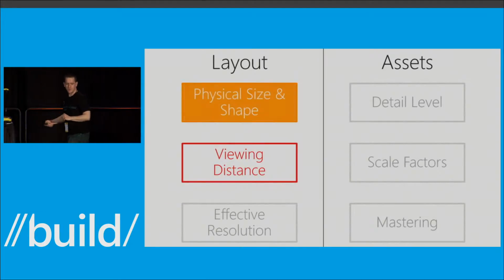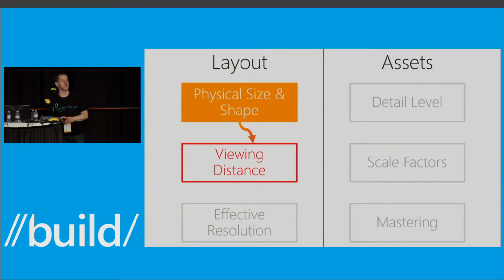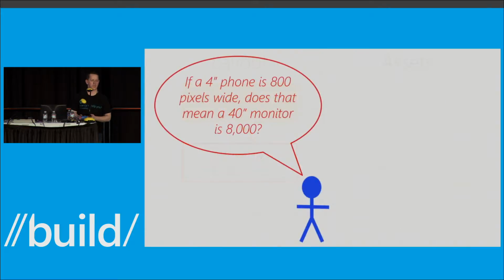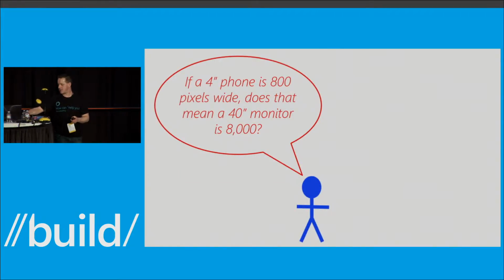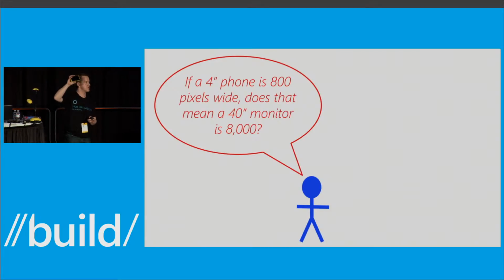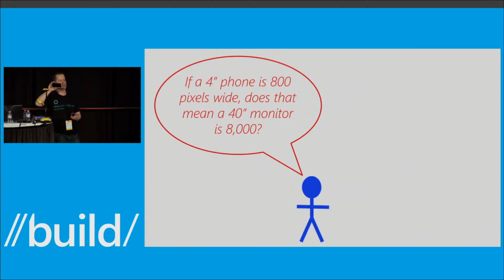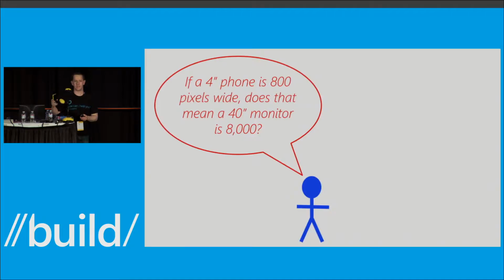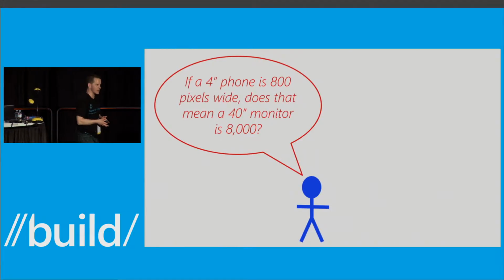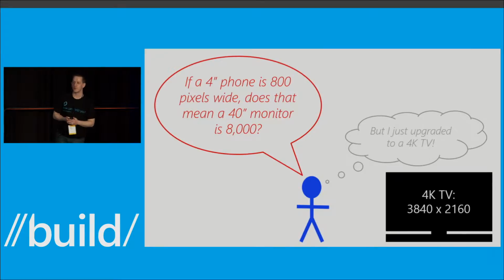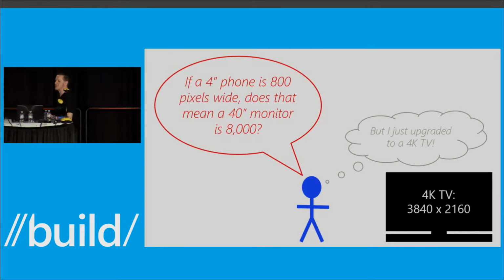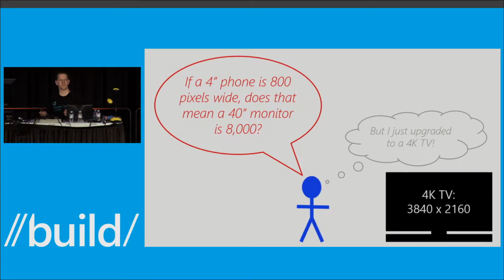So we've talked about physical size and shape, and now let's talk a little bit about viewing distance. And this is a bit of a joke here. There's a person here thinking that if this 4-inch phone is an 800-pixel wide device, does that mean that Windows thinks a 40-inch screen is going to be 8,000 pixels wide? And they're kind of worried because they just bought a 4K TV, and as you know, 4K TV isn't even half that resolution. So they're worried that they've bought an obsolete television.